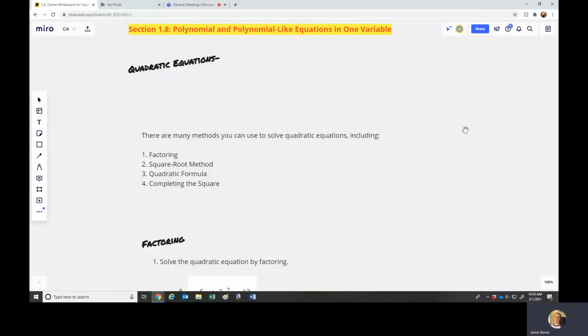Quadratic equations are sometimes called second-degree polynomial equations.